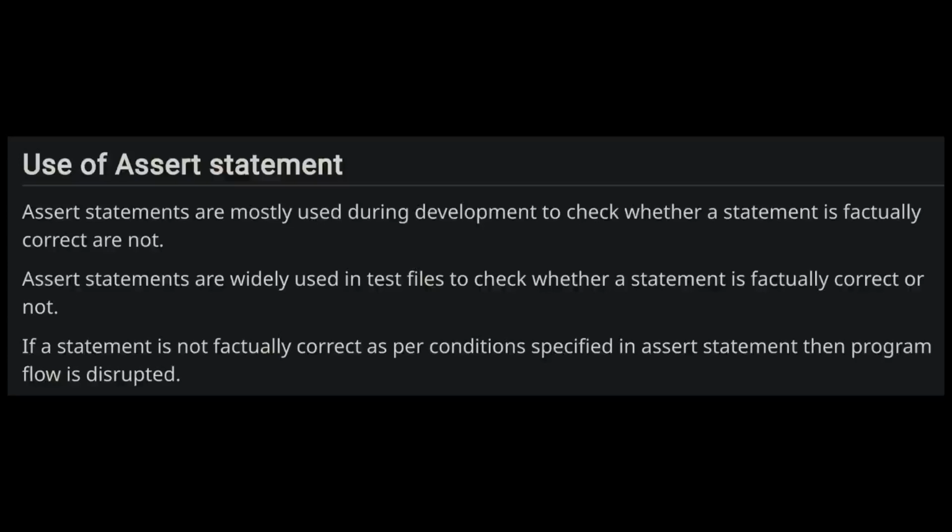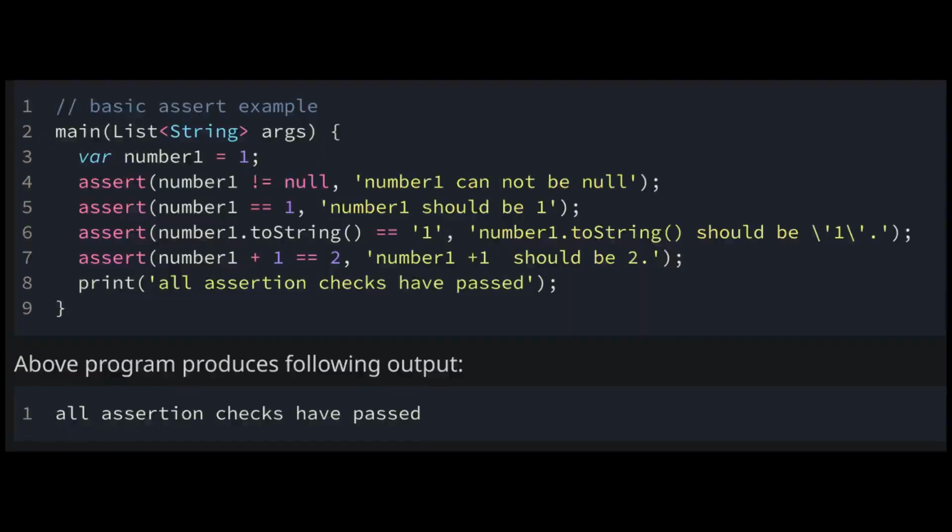Assert statements are mostly used during development to check whether a statement is factually correct or not. Assert statements are widely used in test files to check whether a statement is factually correct or not. If a statement is not factually correct as per conditions specified in assert statement, then program flow is disrupted. To better understand assert statement, we will take a look at various programs that make use of assert statement.